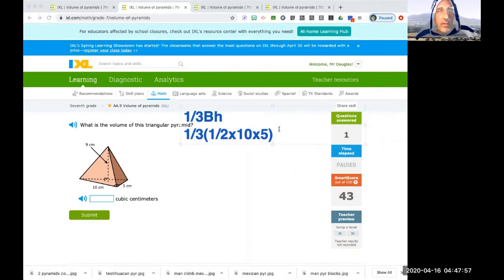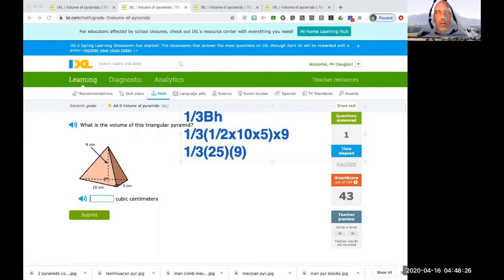Then the height of the entire triangular pyramid is the 9, okay? So it's gonna be times 9 on the outside. Now, let's look inside the parentheses first. I'm still gonna have this 1/3 here, but inside the parentheses, I'm gonna take 1/2 times 10. So what's half of 10? 5. And then 5 times 5 is 25, okay? And then I still have this 9 over here.